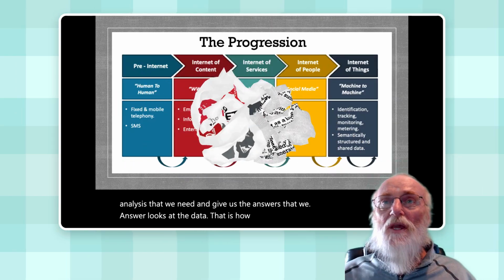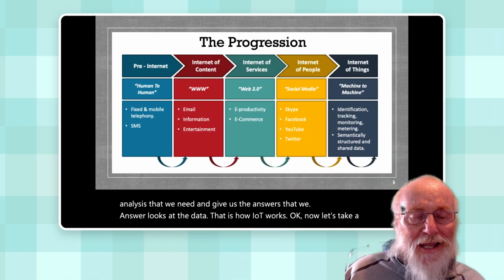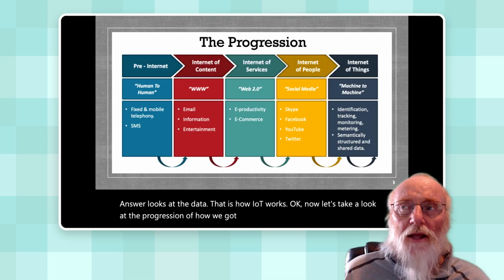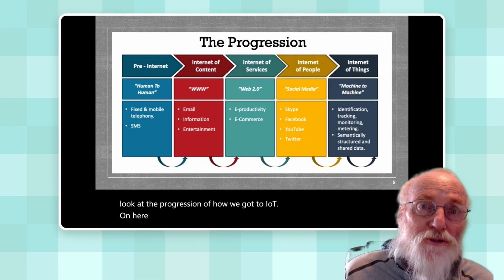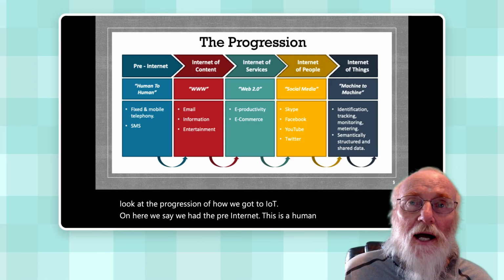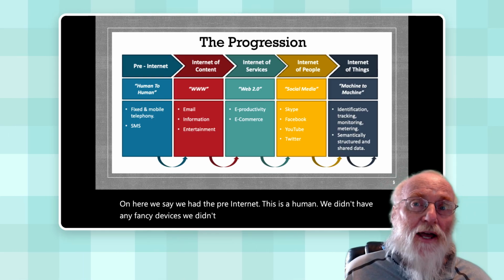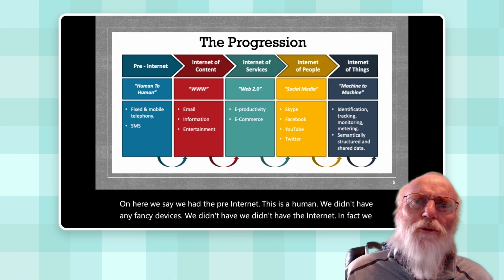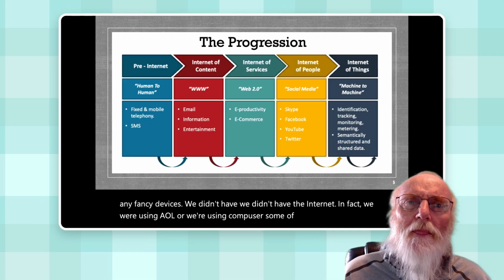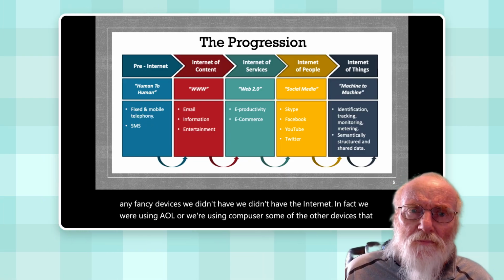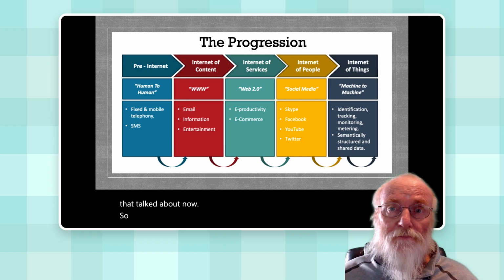Okay? Now, let's take a look at the progression of how we got to IoT. On here, we say we had the pre-internet. This is we didn't have any fancy devices. We didn't have the internet, in fact. We were using AOL, or we were using CompuServe, some of the other devices I talked about. Now, so we had human to human, basically.